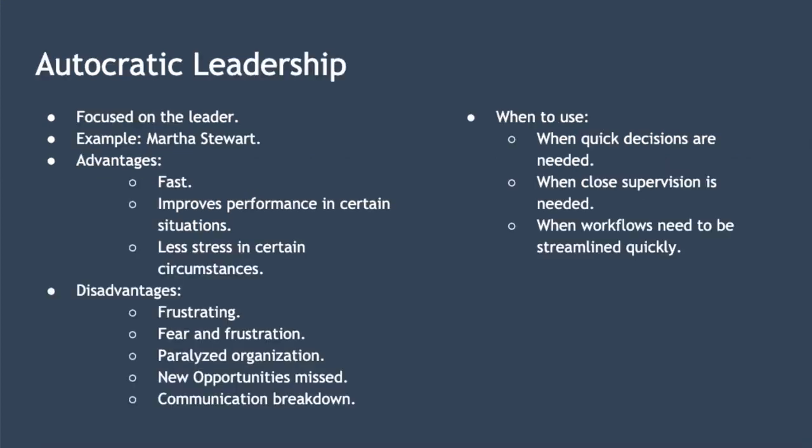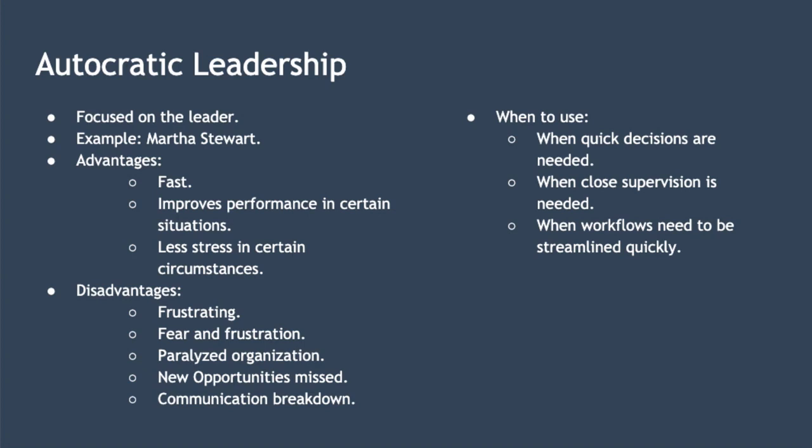So the first style we're going to look at is autocratic leadership. And this style of leadership is centered around and focused on the leader. Now, with this style of leadership, all decision-making resides with the leader, and decisions are made by the leader without much or sometimes even any consultation with subordinates. Now, an autocratic leader will reach a decision themselves, communicate it with their team, and expect the team to execute with no questions asked. Now, an example of an autocratic leader is Martha Stewart.